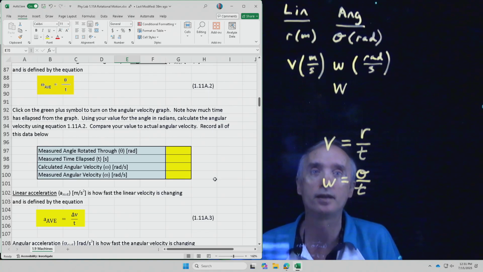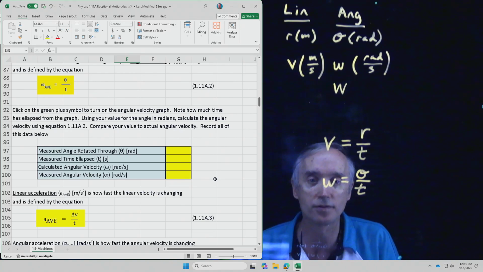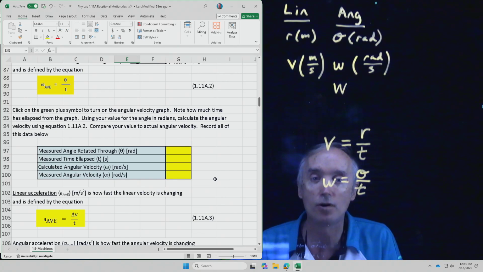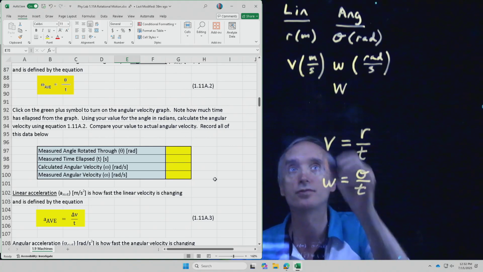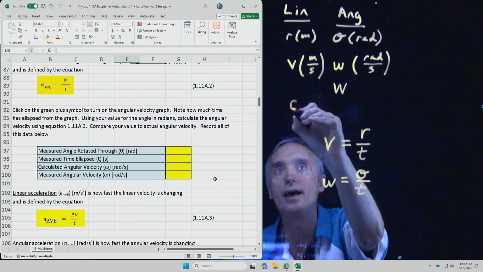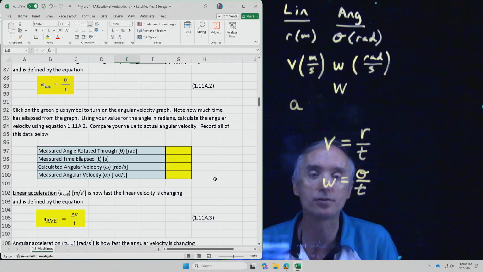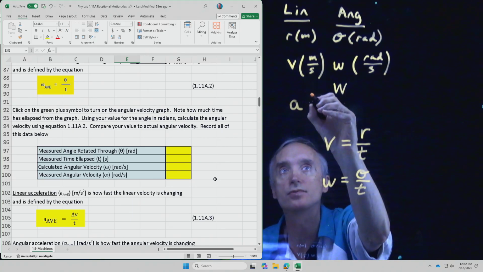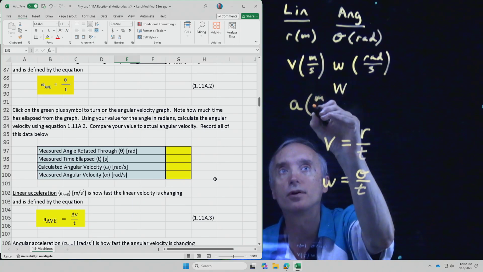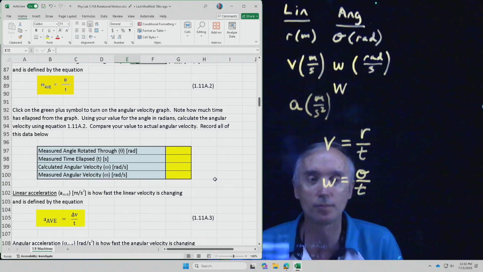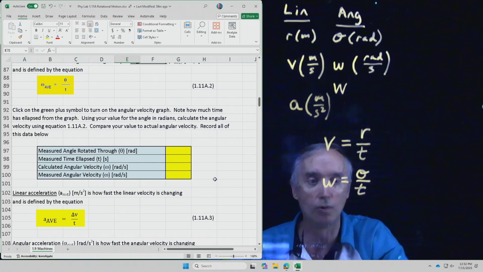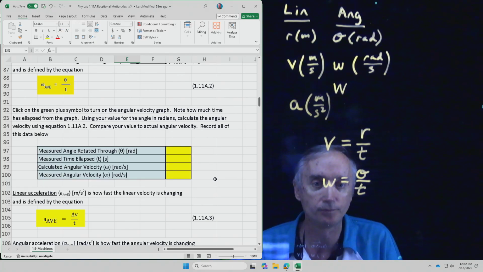Okay, our last thing that we need to talk about for this part of the lab is what do we mean by acceleration. So we've already talked about in previous labs what is linear acceleration. So that's given by the letter A for acceleration, and its units were meters per second squared. So that's the acceleration that something has when it's falling or when it's going sideways.